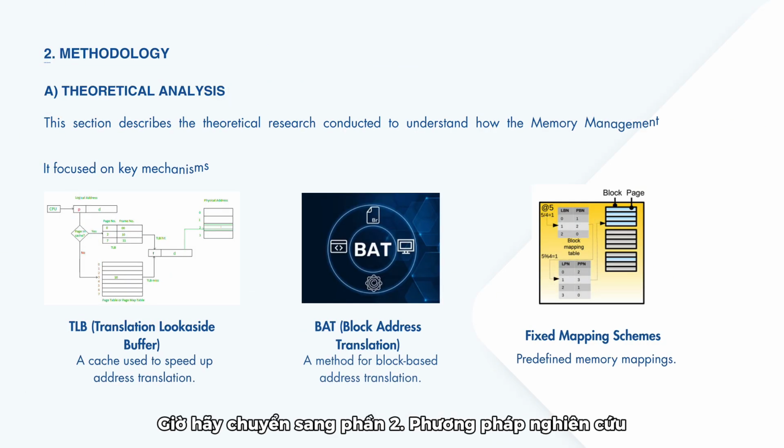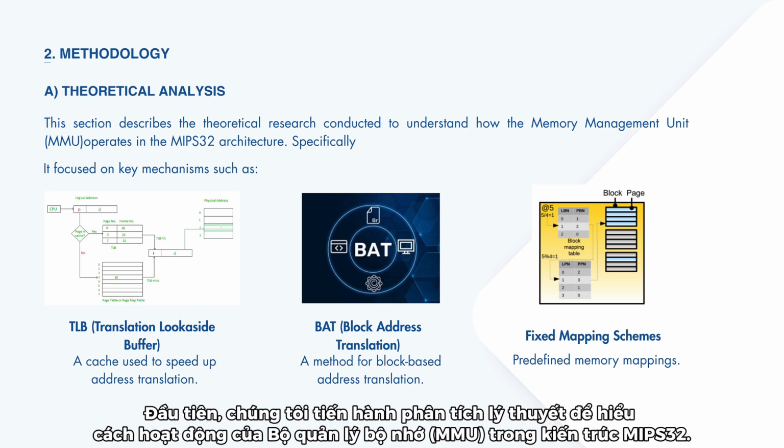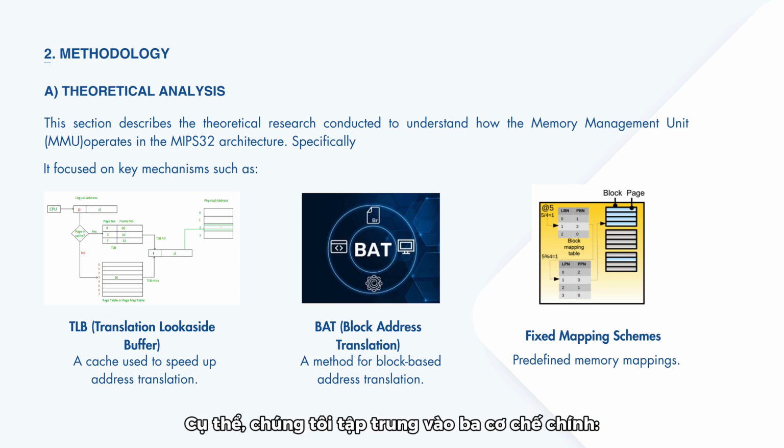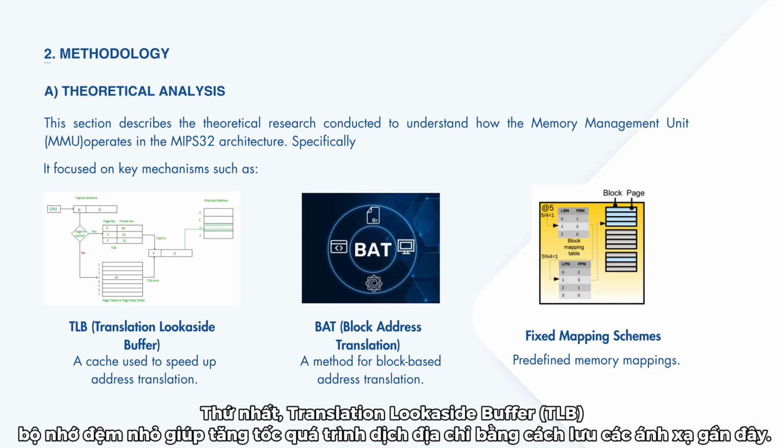Let's move on to part 2, methodology. To begin with, we conducted a theoretical analysis to understand how the memory management unit, also known as MMU, functions in the MIPS32 architecture. Specifically, we focused on 3 key mechanisms. First, the translation look-aside buffer, TLB, a small cache that helps speed up address translation by storing recent mappings.